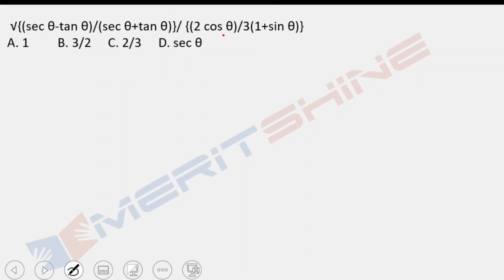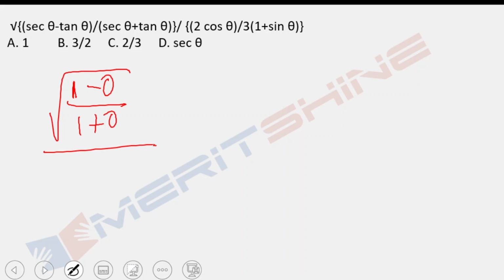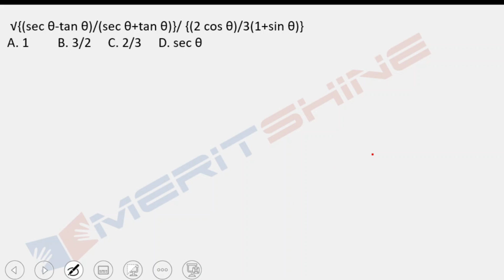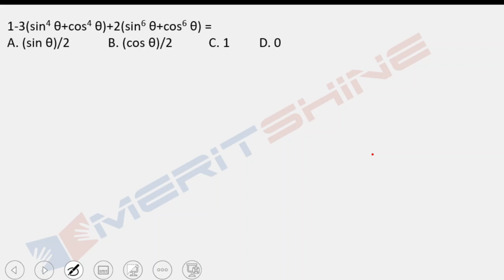If you put 0, then what would happen? Sec theta minus tan theta: sec 0 is 1 minus 0, divided by 1 plus 0, under the root. Divided by 2 cos theta, 2 into cos 0, which is 1, divided by 3 into 1 plus 0, which is 3 into 1, 3. So here I have 1 and 1. What do I get? This 3 goes up. I have 3 by 2 as our answer. In 15-20 seconds I know our answer. Chalo, next one. The next question on your screen.